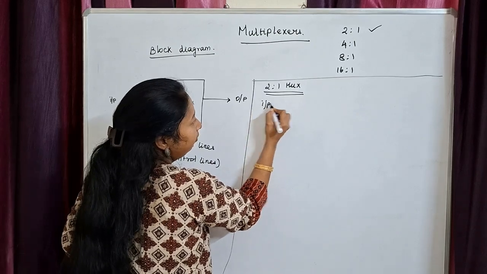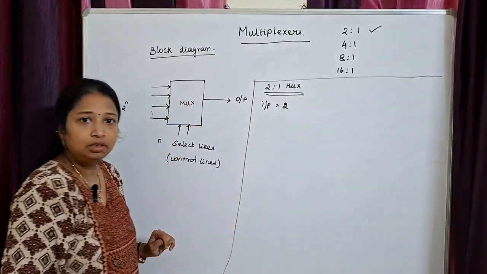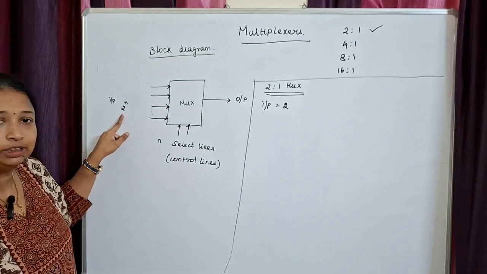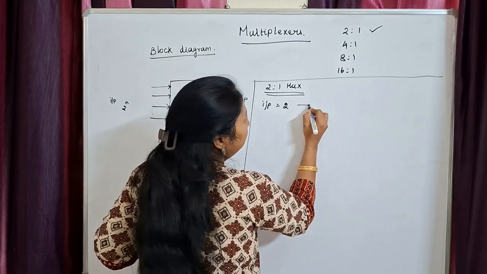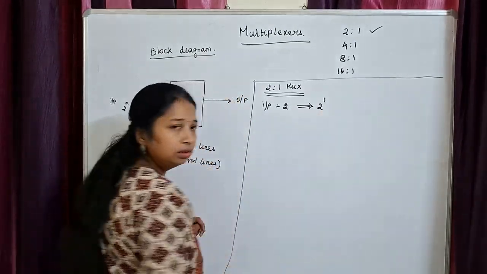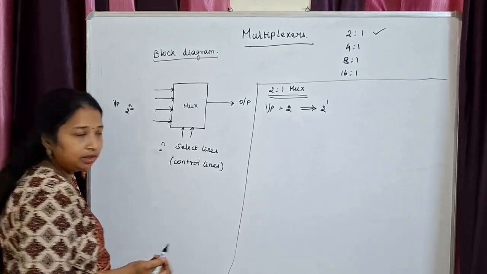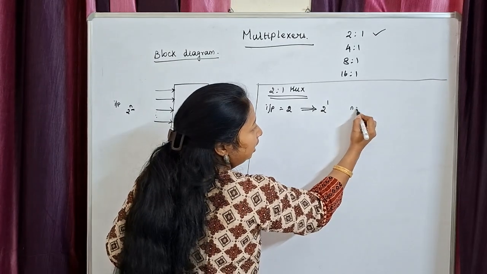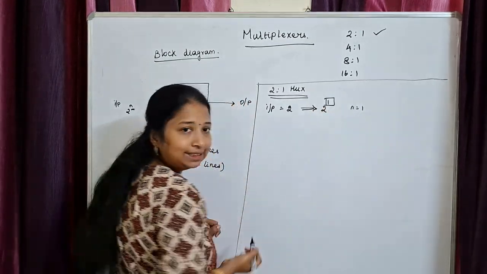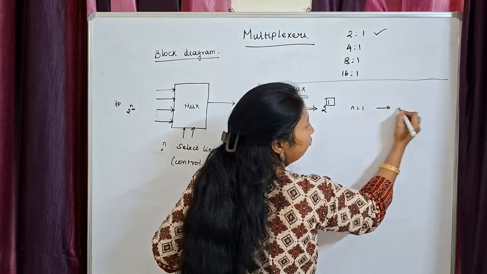How many inputs do you have? You have got two inputs. Always you have to mention your inputs in terms of 2 power n, so it is nothing but 2 power 1. Depending on the value of n, we will decide how many select lines we want. Here what is the value of n? n is equal to 1. So how many select lines will we have? We will have one select line.